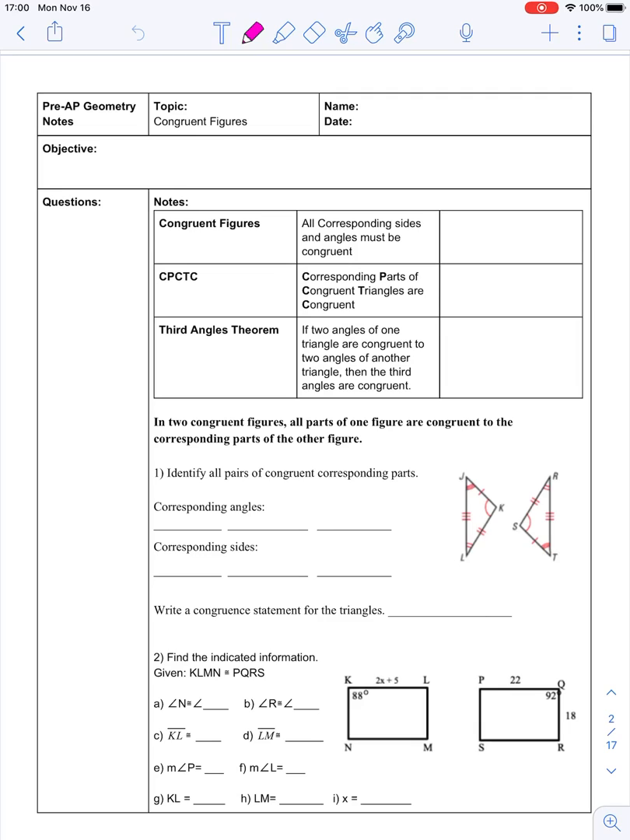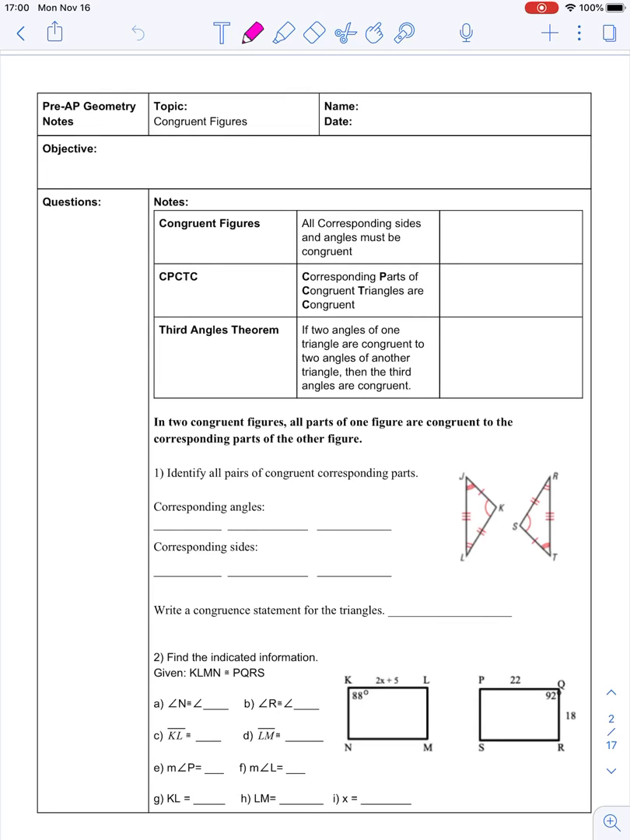In this unit, we're going to be talking about congruent triangles, ultimately. And so we want to back up for just a little bit and remind you what you know about congruent figures. Congruent means that the measurements are the same. Congruent figures means that all corresponding sides and all angles must be congruent. That goes for any shape, for quadrilaterals, pentagons, any polygon, including triangles.